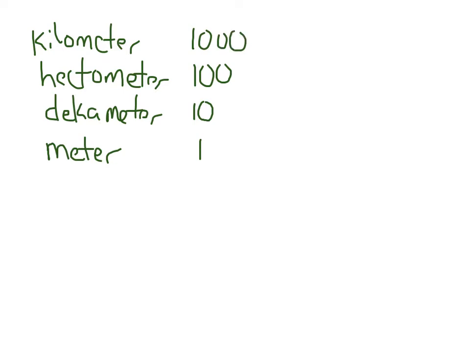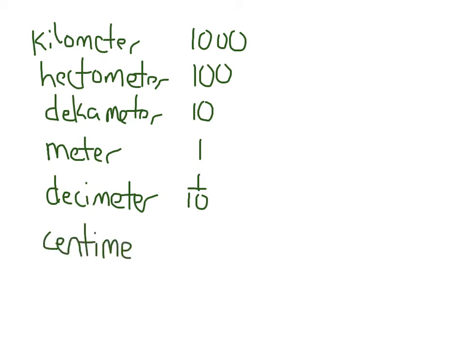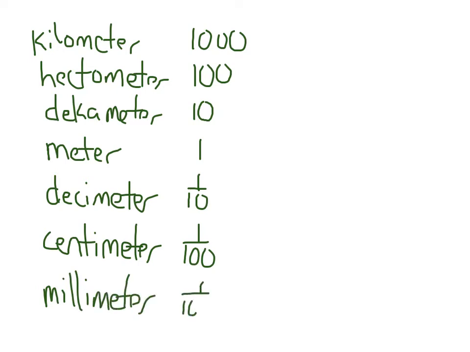We also have, going down, a decimeter. That's a 1/10 of a meter. We have a centimeter. That's 1/100th of a meter. And we have a millimeter. That's 1/1,000th of a meter. And we could change meter out for liters or grams or other units of measure. The prefixes are still all the same.